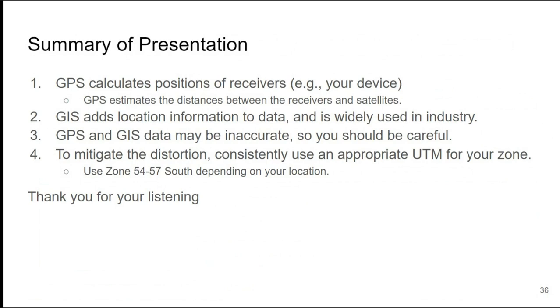GPS and GIS data may be inaccurate, so you should be careful. To mitigate the distortion, consistently use an appropriate UTM for your zone. Use zone 54 to 57 south, depending on your location in PNG.